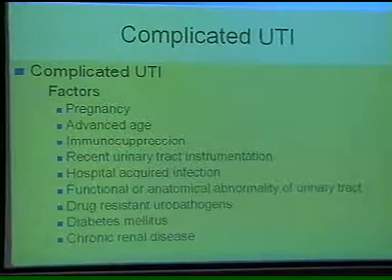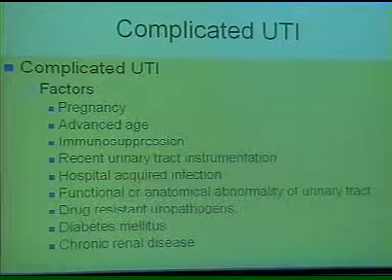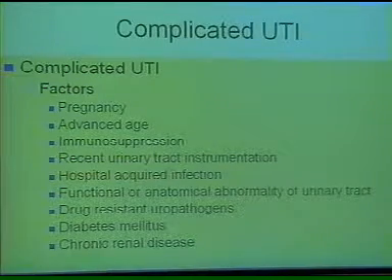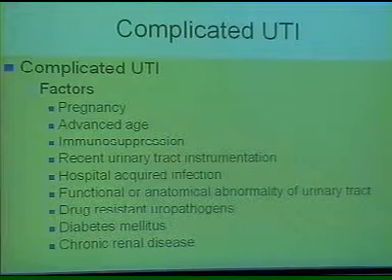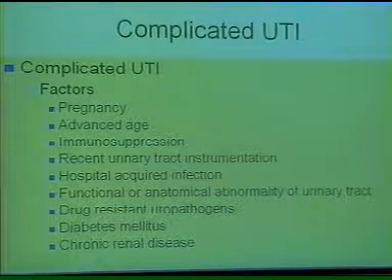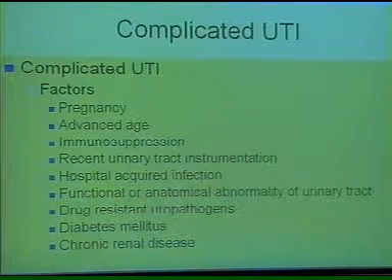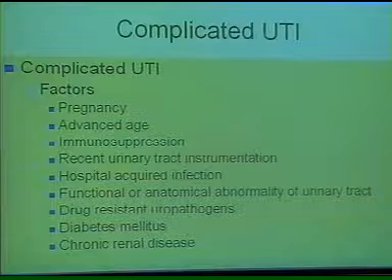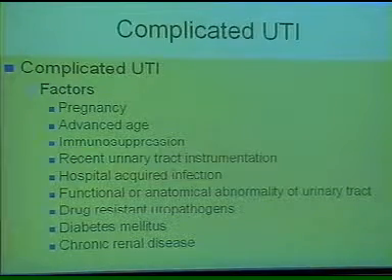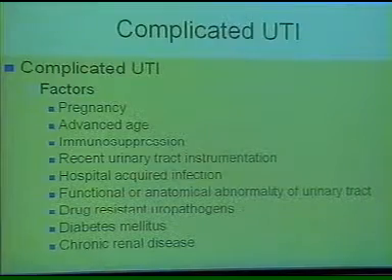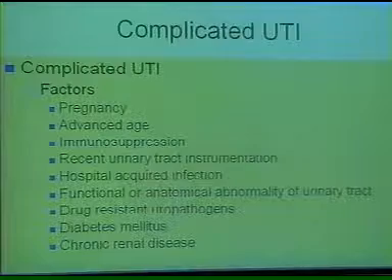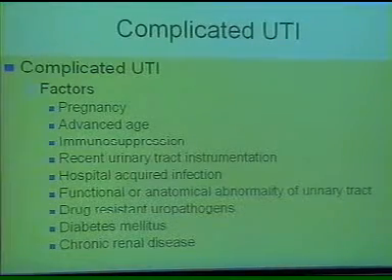These are the various factors which, if present in your patient, you label it as a complicated UTI: pregnant patients, advanced age, immunosuppression, recent urinary tract instrumentation or hospitalization, functional or anatomic abnormalities of the urinary tract, drug-resistant pathogens, diabetes, or chronic renal disease. So if a patient presents to you with cystitis or urinary infection, screen for complicated infection.